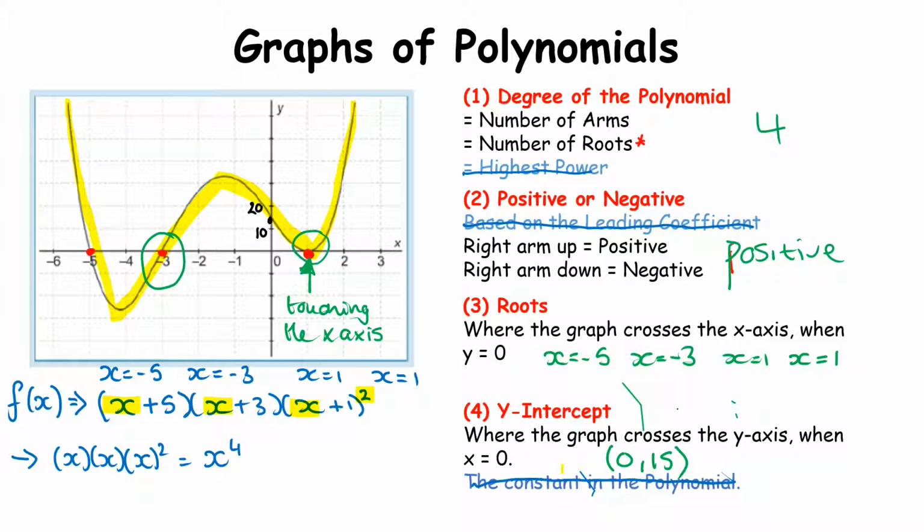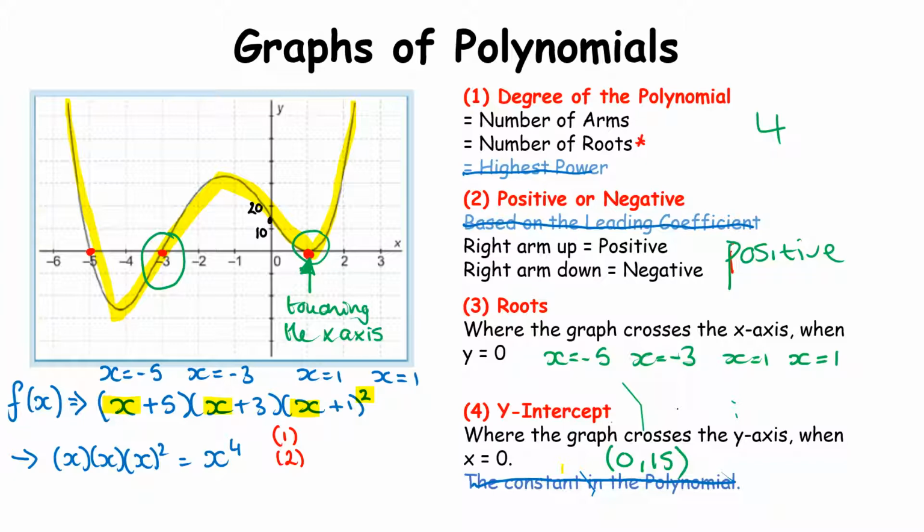And that tells me two things. That tells me that the degree is 4, which validates what I've already figured out. And it also tells me that it's positive because it has a leading coefficient of 1. So there's a 1 in front of it, it's positive. So two things I get from there. It agrees with what I've done up there in number 1 and number 2.